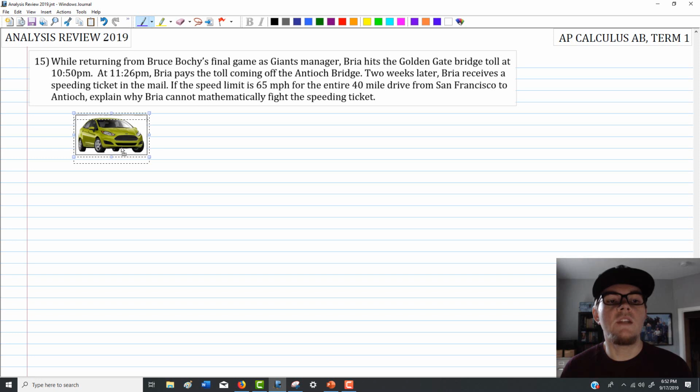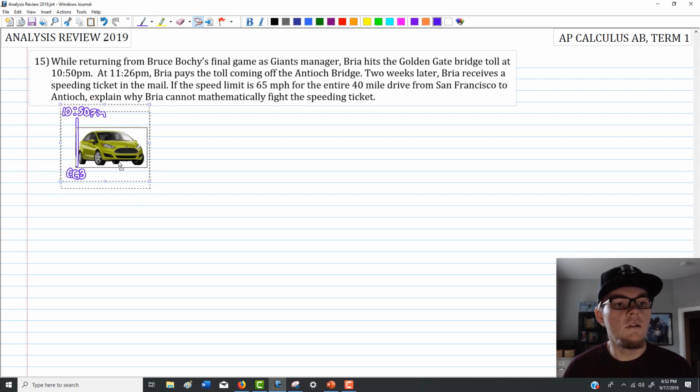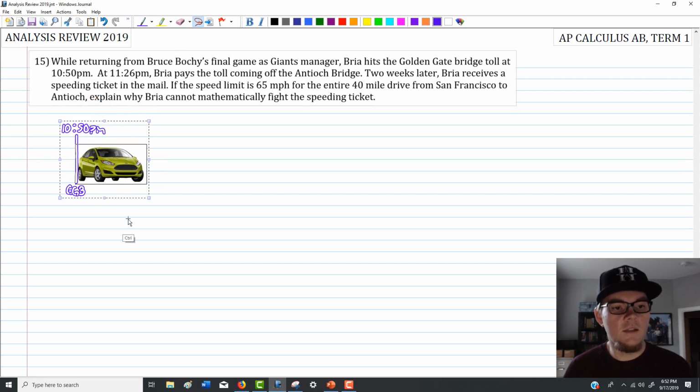So first of all, let's set up a scenario here. The first place we're going to be is at the Golden Gate Bridge toll. So this will be the GG toll, the Golden Gate Bridge, or GGB. This occurs at 10:50 p.m. So that's helpful to start with. Later on, we have Bria hitting a second toll.